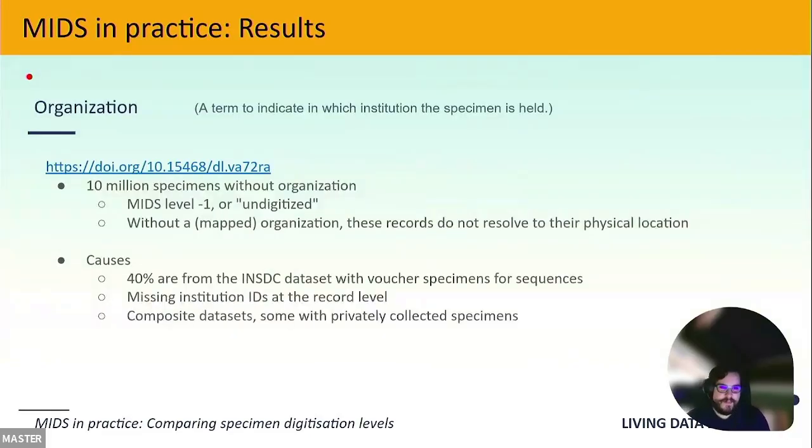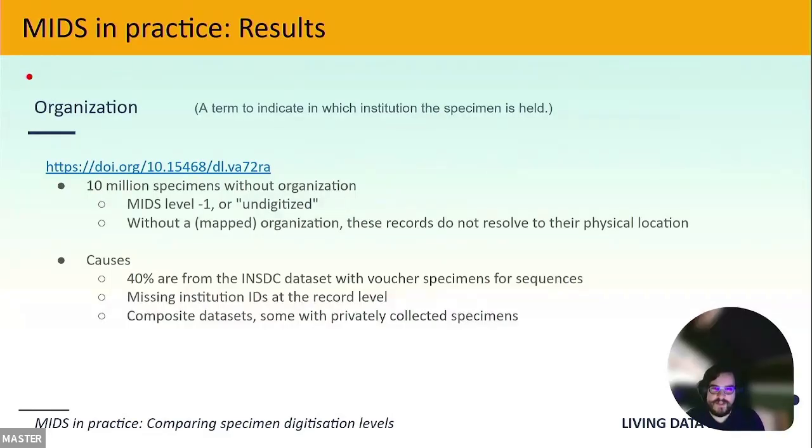The organization is defined in MIDS as a term to indicate in which institution the specimen is held. It is a very key property because it is a requirement which meets level 0, meaning that if you don't achieve this property, if you don't map it properly, you will be stuck at level -1, and your specimens will be undigitized. This is the case for about 10 million specimens in GBIF at the time of the calculation. So these specimens do not have enough organization information, making it, in principle, impossible to resolve those digital records to the physical specimens wherever they reside in the world.